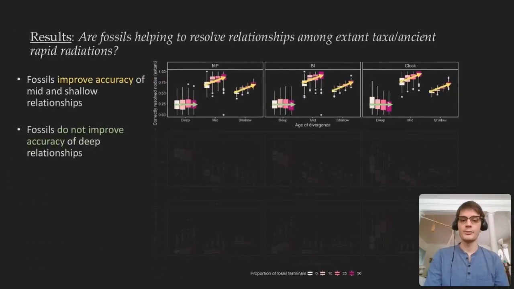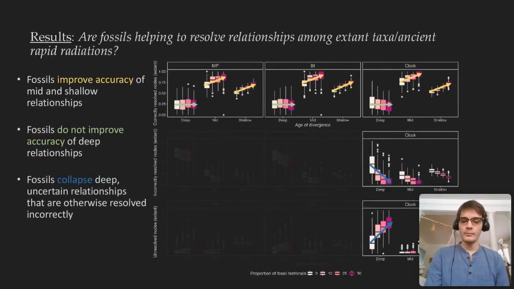But there is actually no improvement in the resolution of deep relationships. So fossils don't seem to be helping us correctly resolve ancient and rapid radiations. What they are doing, however, is collapsing these deep uncertain relationships, which in their absence are generally incorrectly resolved. So here on the top, in the middle, you see the proportion of incorrectly resolved deep nodes. And you can see this incorrect proportion decreases as we add more fossils, while the proportion of nodes that are just left unresolved in a polytomy increases.